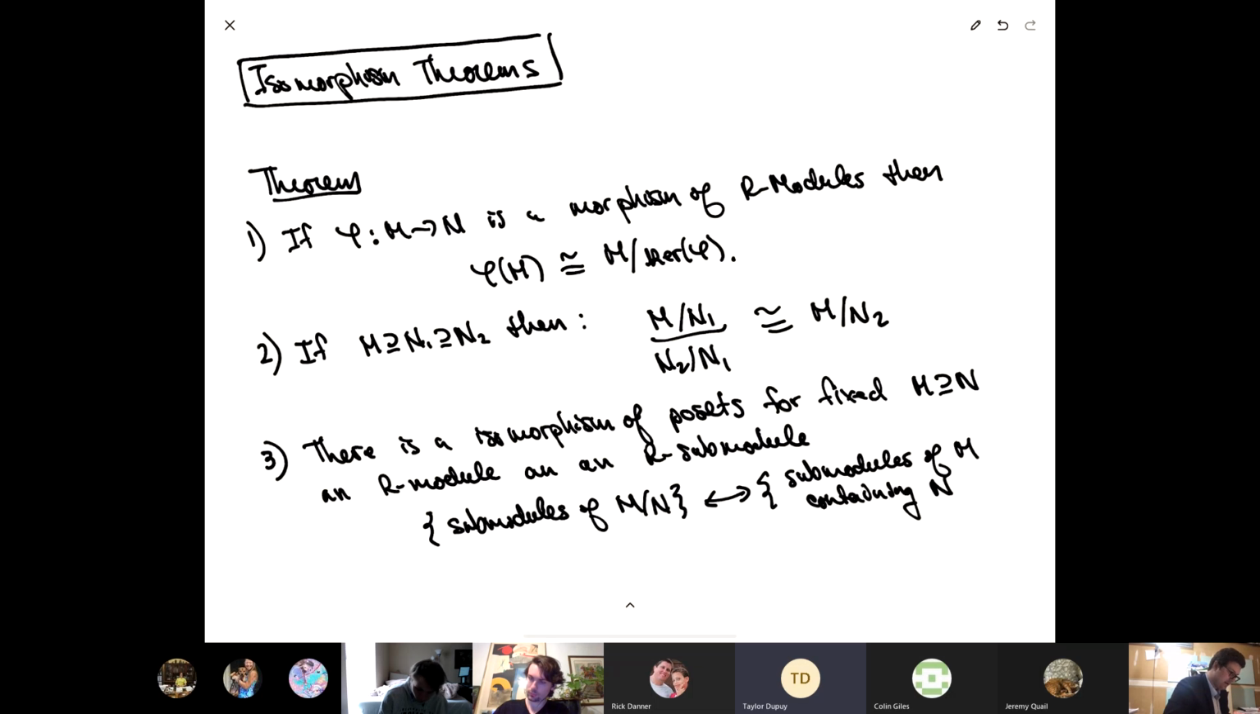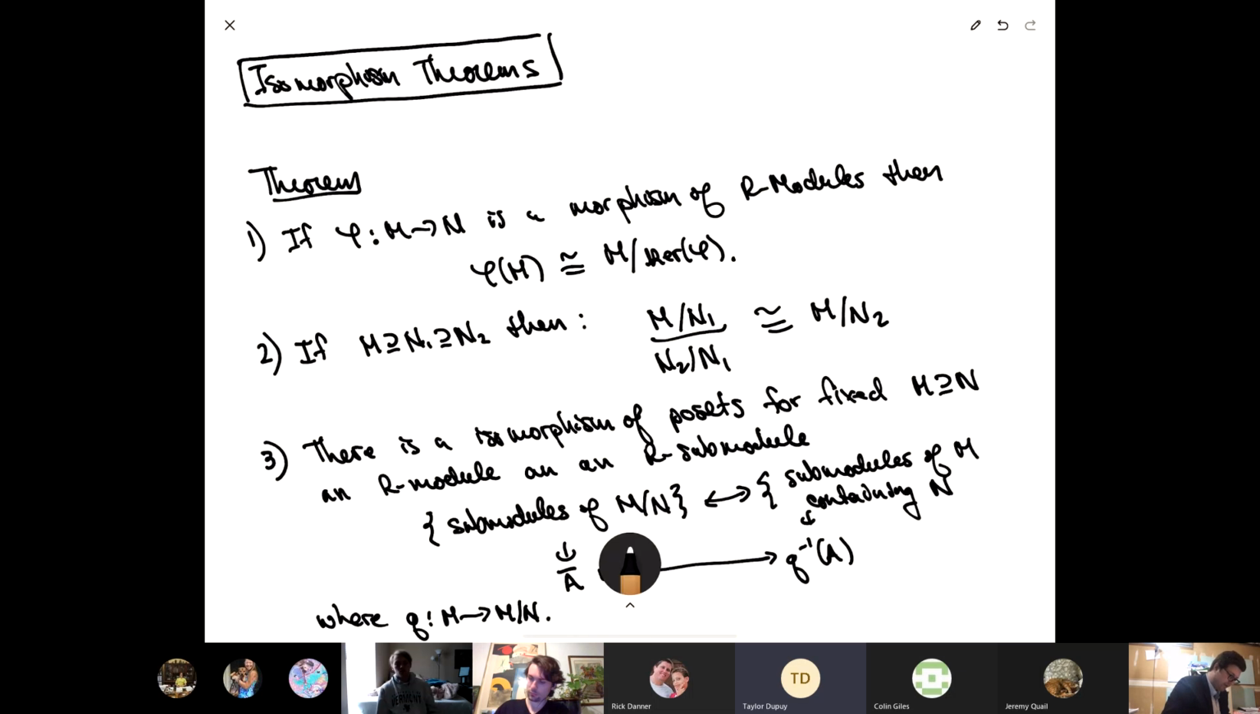N. And so if I took some submodule A bar here, which looks like some submodule of M mod N, then this maps to Q inverse of A, where Q is the map from M to M mod N. And the map goes the other way too: you could take A here, and A goes to A mod N. So this is the bijection. Okay, then we have one more.